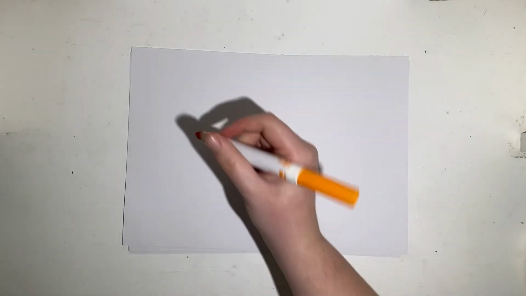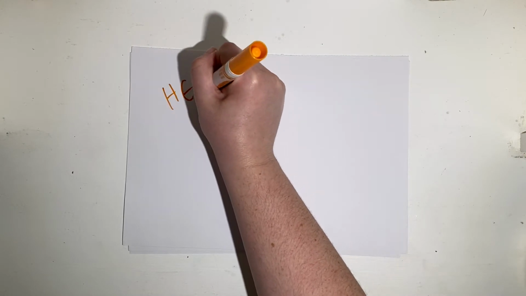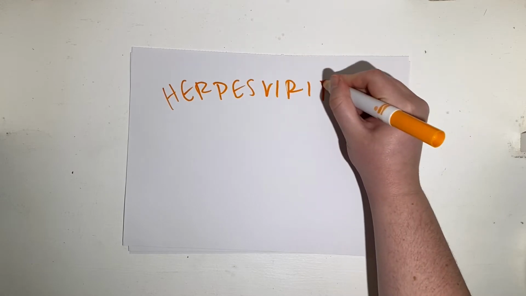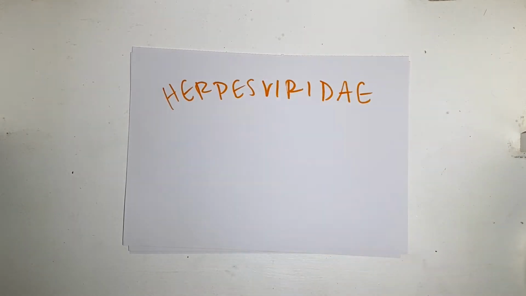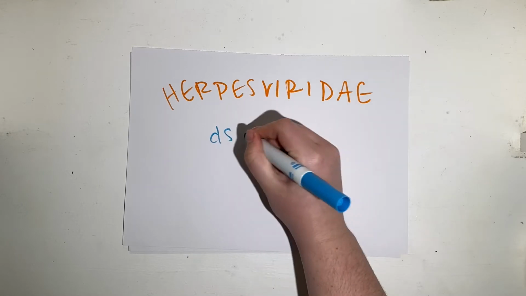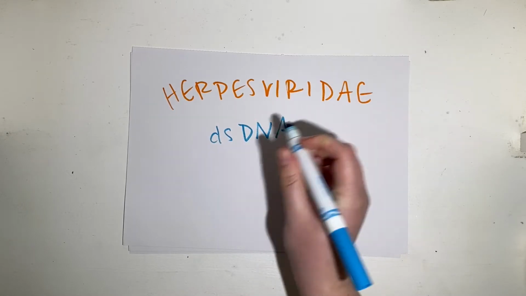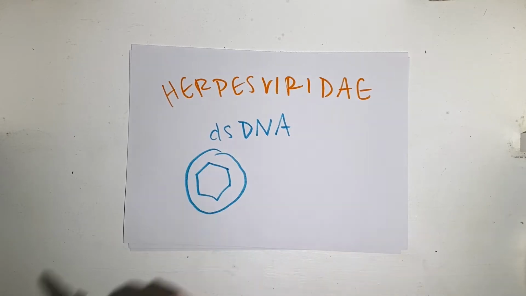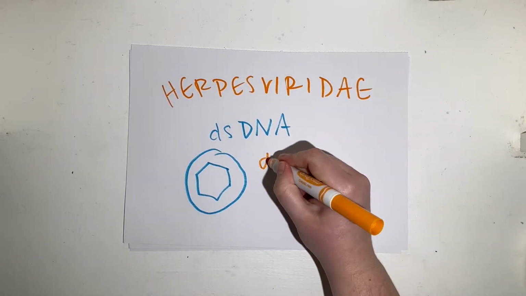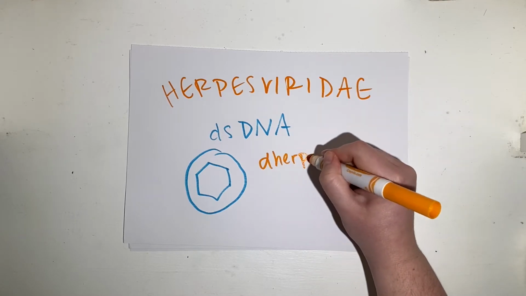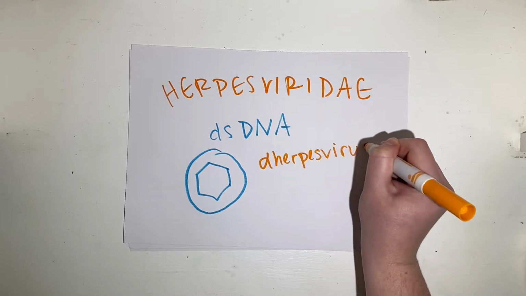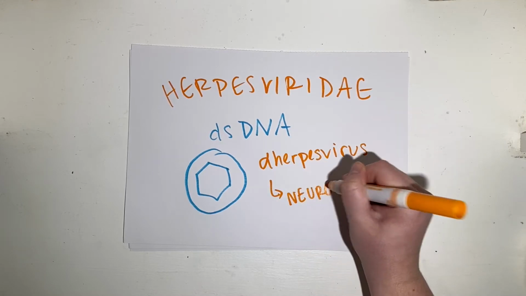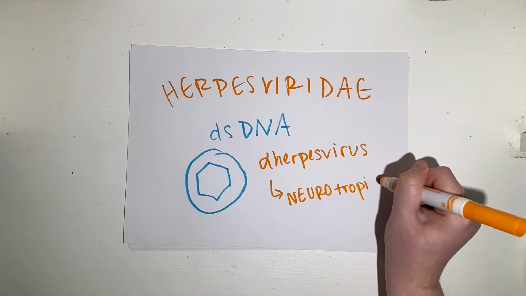Herpes simplex virus belongs to a family of viruses called herpesviridae. Also in this family are diseases that you might know, such as chickenpox and shingles. It's a double-stranded DNA virus, which means it's going to replicate in the nucleus. It's icosahedral in shape and most usually enveloped. It's also an alpha herpesvirus. This certain kind of herpesvirus is unique because it is neurotropic, meaning that it's usually going to target the cells of your nervous system.